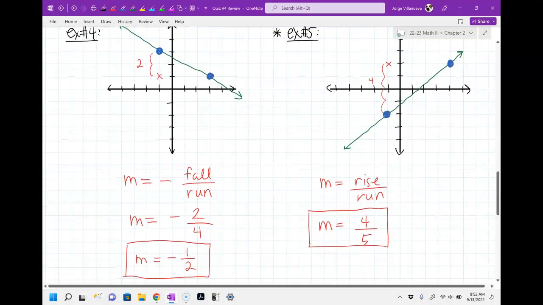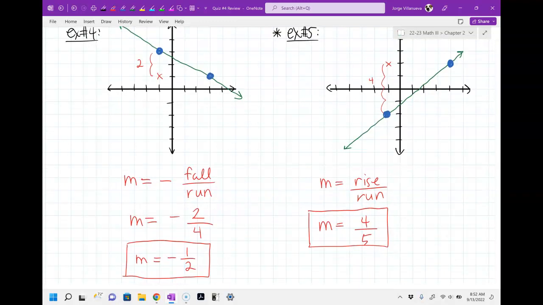Are we okay with those two, guys? Any questions? Again, if you want to draw a little triangle like I used to do just to figure out the base and height, you can do that too. You don't have to, but you can do that if you want to.